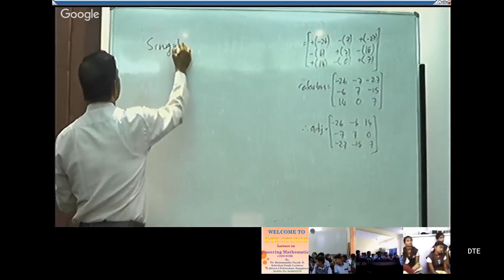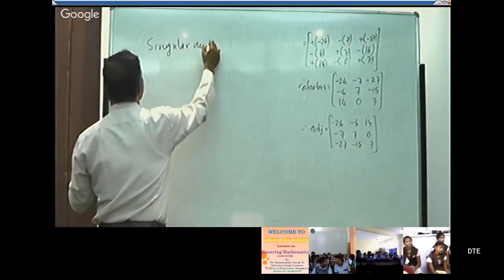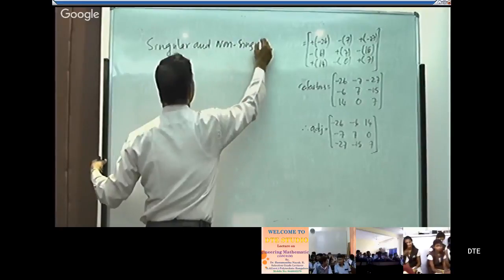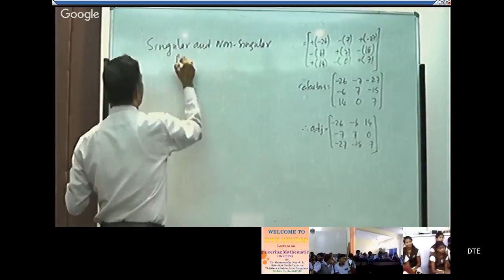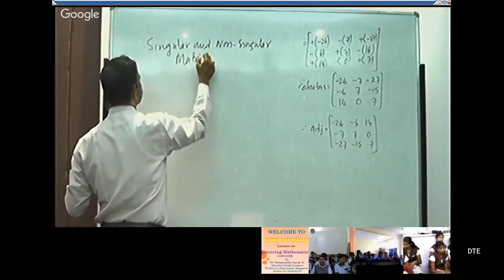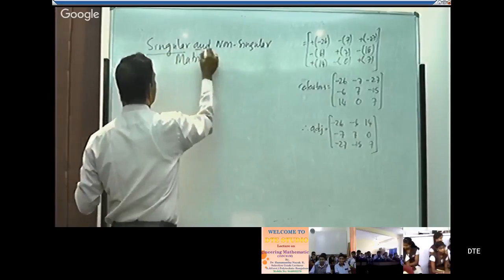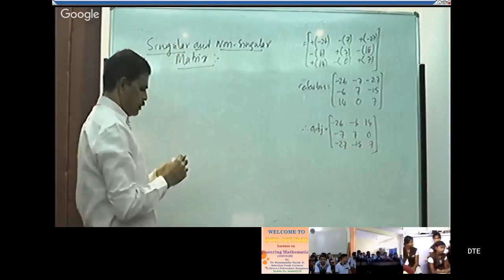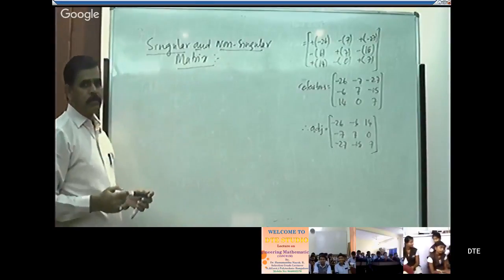Next, singular and non-singular matrix. Singular matrix and non-singular matrix. The determinant of a square matrix.